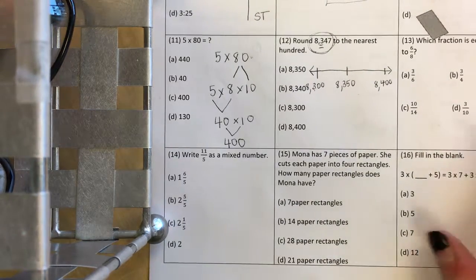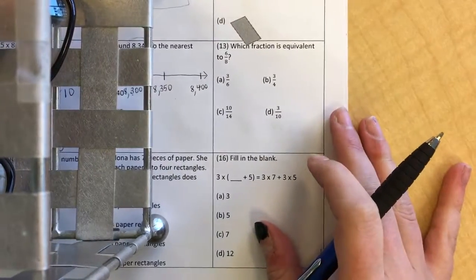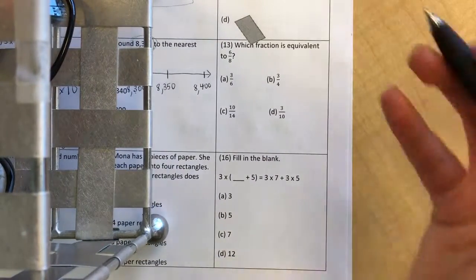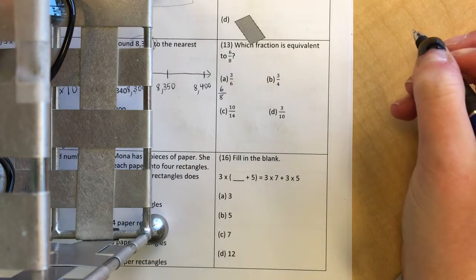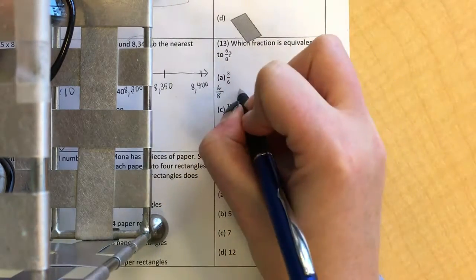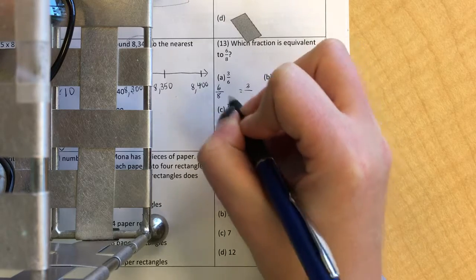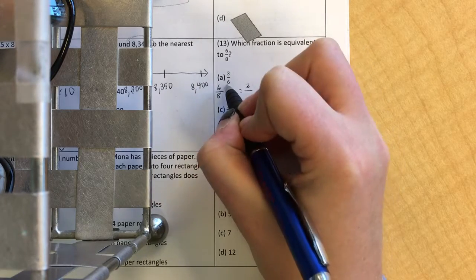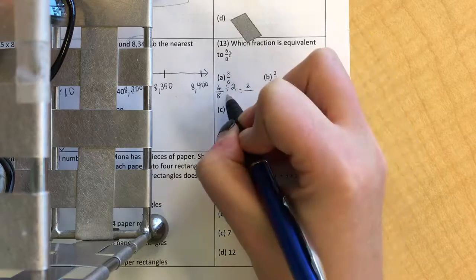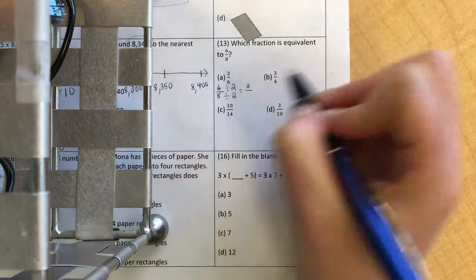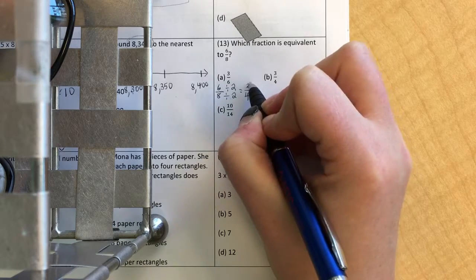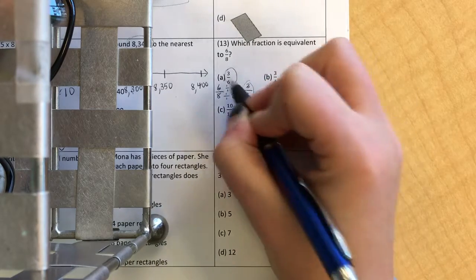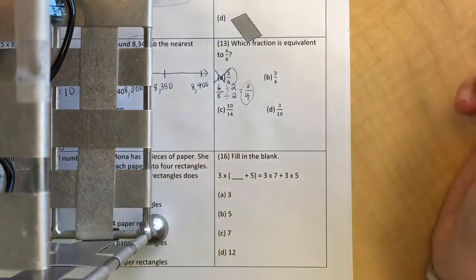And then number 13, which fraction is equivalent to 6/8? Again, we need to figure out, using multiplication or division, which of these fractions is equivalent. If I'm going from 6 to 3, I need to divide by 2. If I'm doing that on the top, I also need to do it on the bottom. 8 divided by 2 gives me 4. And I can see that these are not the same answer, so this can't be correct.